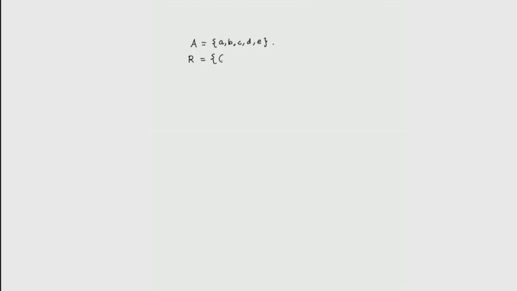Yeah. So, let us take a set and a relation. Now my set A is {a, b, c, d, e}, and the relation R is given by (a,a), (a,b), (b,c), (c,d), (c,e) and (d,e). Our problem is to find R plus.